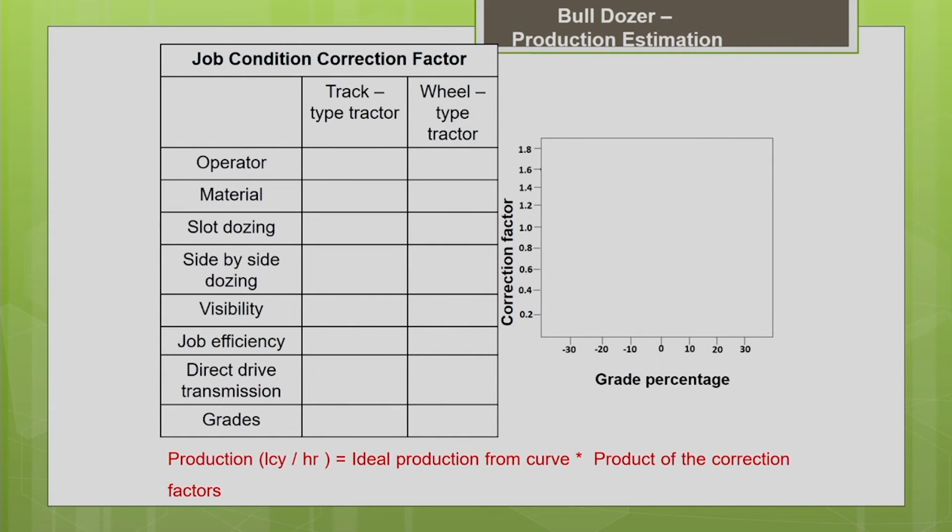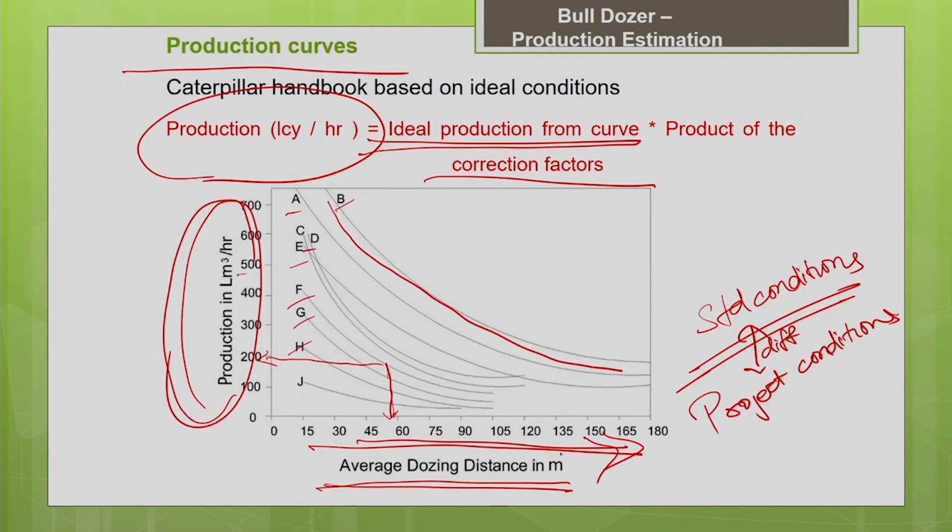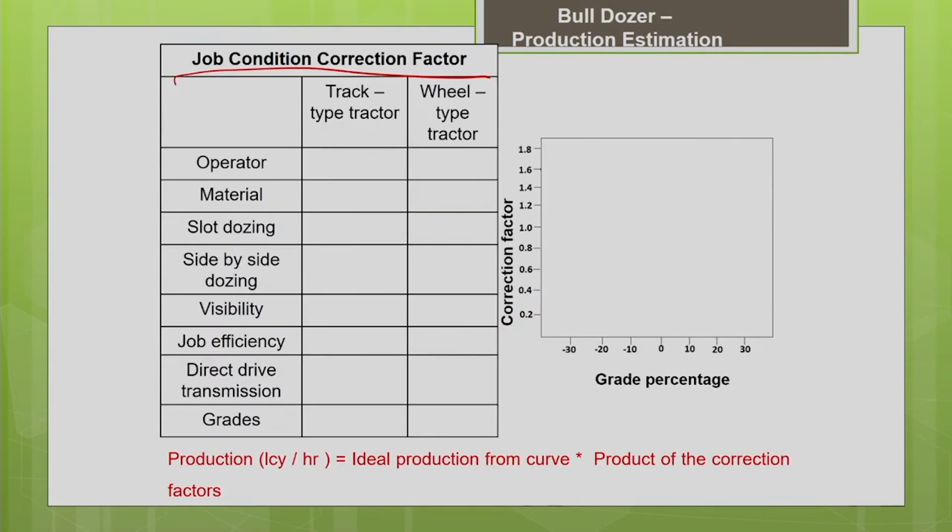So, this table shows you what are all the correction factors which are to be applied for that particular curve. As I told you, you are going to use a value from this curve, which is valid for the standard condition. So, according to your project condition, you have to apply the correction factor and adjust this value. That is what we are going to do.